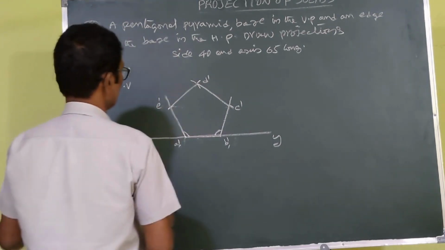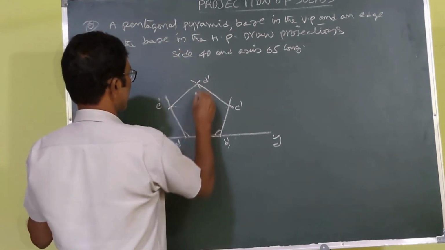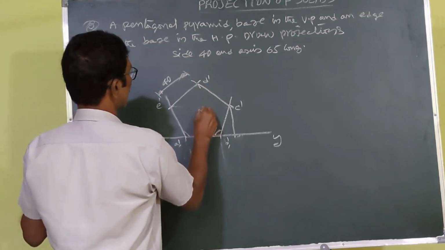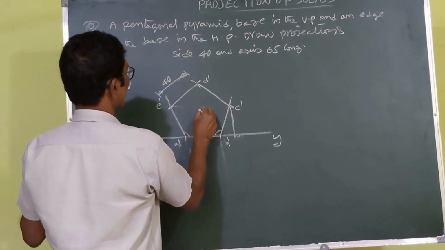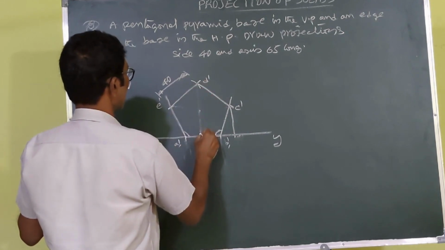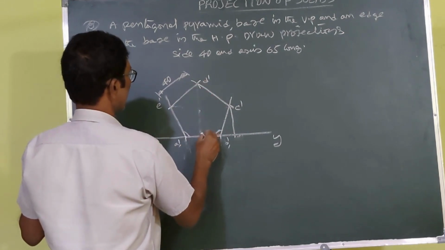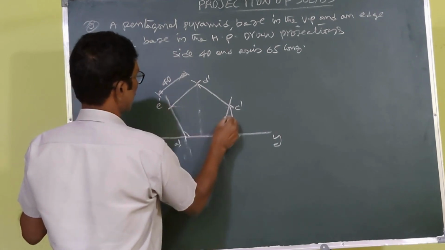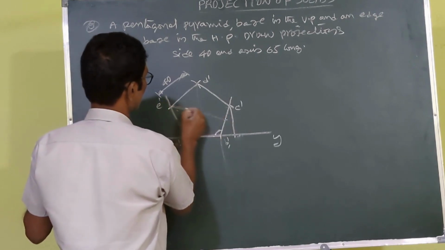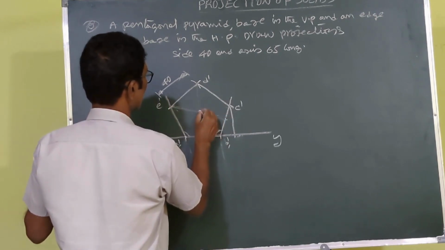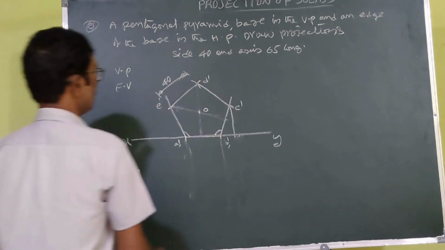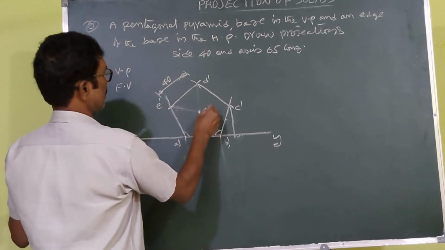Understand? So here you find the center of this pentagon. This is the center. How to find the center? You draw the vertical line here, and from this midpoint, you draw the line here, so that where they intersect is the O. Simply like that we can find the O point.